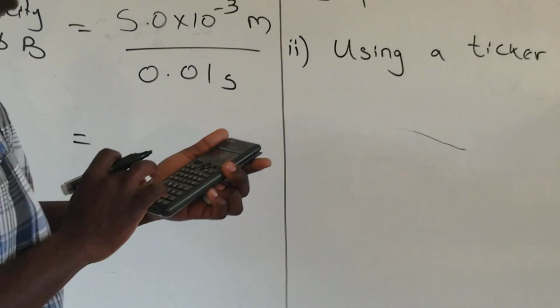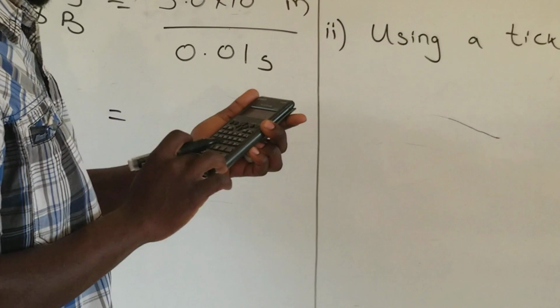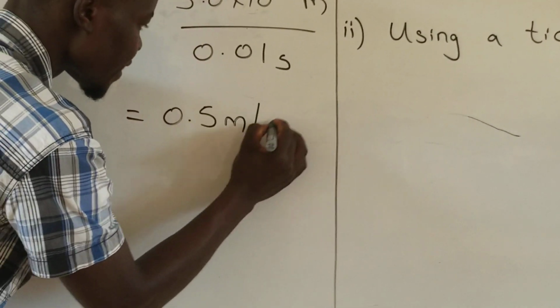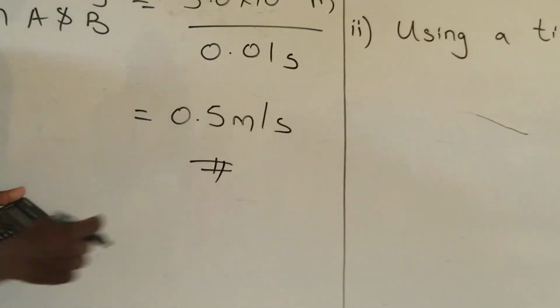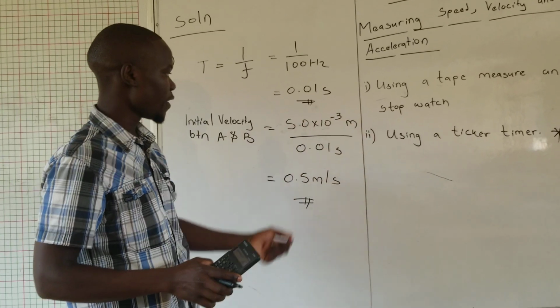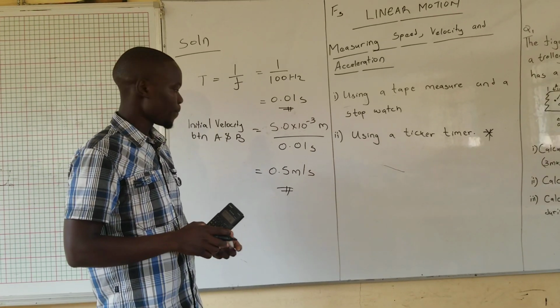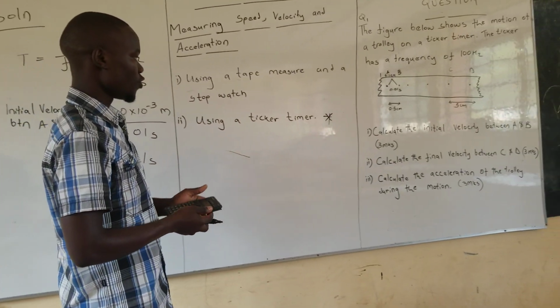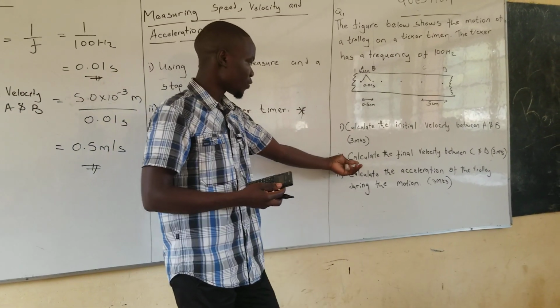Punching again in my calculator, what am I getting? I'm getting 0.5 meters per second as my initial velocity. So this is the initial velocity. I've taken displacement over the periodic time, and then I've gotten 0.5 meters per second. So quickly I'm moving to the next question.